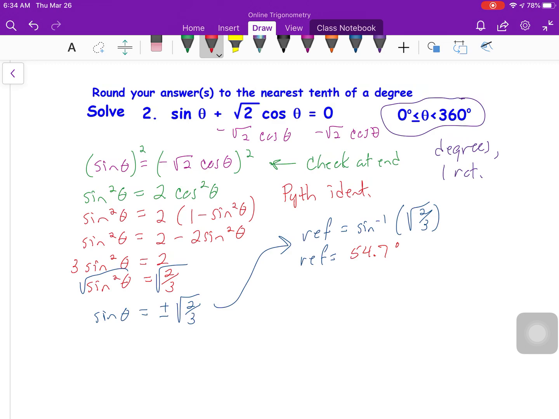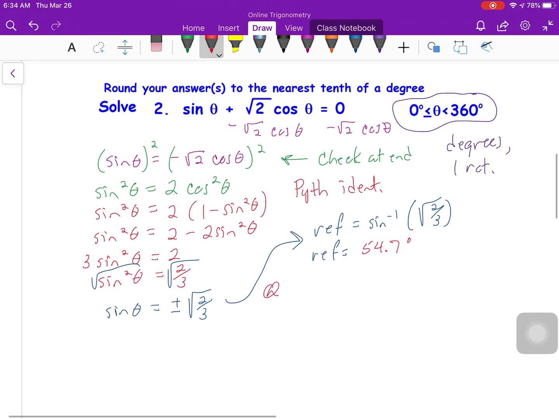Because we have a plus and a minus, that opens up all four quadrants to us. So we have a possible quadrant 1 answer, a possible quadrant 2 answer, a possible quadrant 3 answer, and a possible quadrant 4 answer. Now, the quadrant 1 answer would have been our reference angle. So that would have been theta equals 54.7. I'm not going to box that yet, and I'll come back and tell you why in just a moment, or remind you of it.